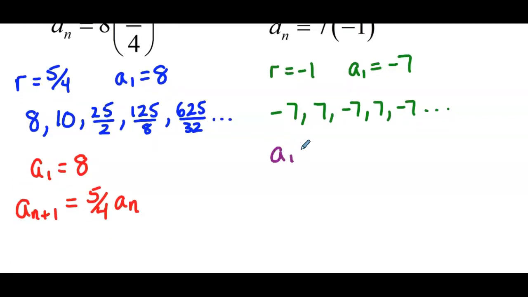So our first term, a sub 1 equals negative 7, which we already had there. And then we need to define the rule to go from one term to the next. So in this case, I'll use a sub n, and to get to the next term from the previous term, we're multiplying by negative 1. So this is negative 1 times the term before, which is a sub n minus 1. And here we have the recursive formula for the sequence we were given explicitly.